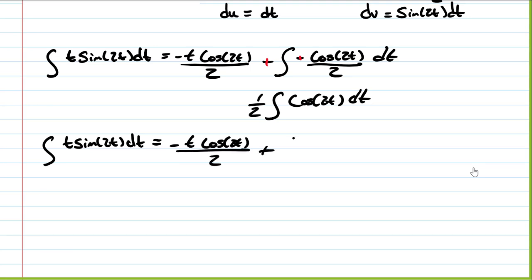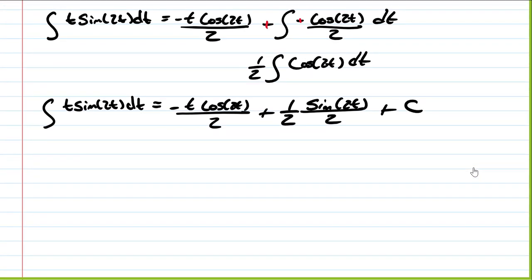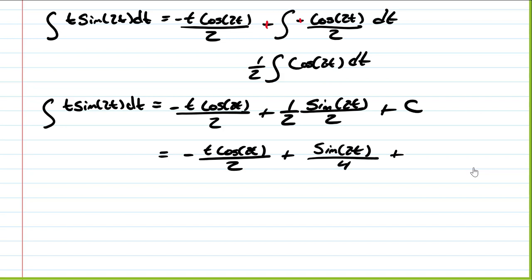And the antiderivative of cosine is going to be sine, so we're going to get sine 2t, but we divide it by 2 again, plus our arbitrary constant, giving us negative t cosine 2t over 2, plus sine 2t all over 4, plus our arbitrary constant. And that would be our antiderivative of t sine 2t.